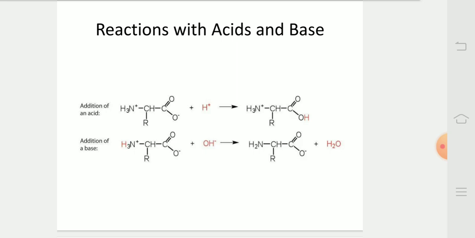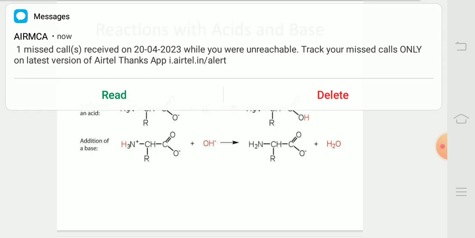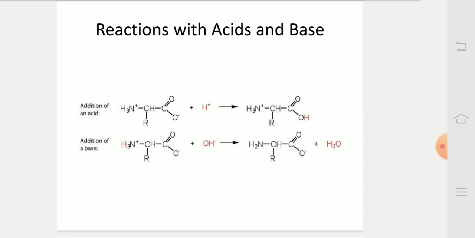In this diagram, we can see that on adding acid and base to the amino acids, they become cations and anions respectively.